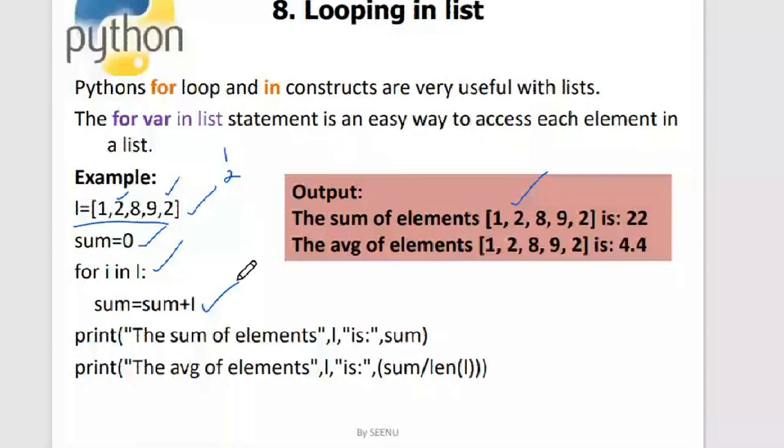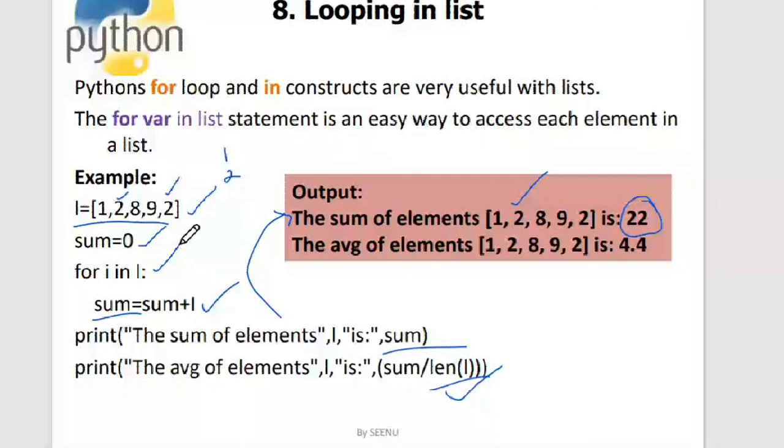Now I am trying to print sum on the screen. I have formatted my print statement in such a way that the output will be readable and understood. So I said the sum of the elements is whatever I got, which is 22. And in the next case, I'm printing the average of the elements. The average of these elements is the sum divided by the total number of elements. I get the total number of elements by length, so I'm using len over here. So you can access the list elements by using a for loop. This is an example of looping in a list.